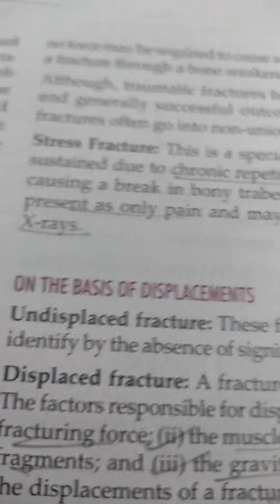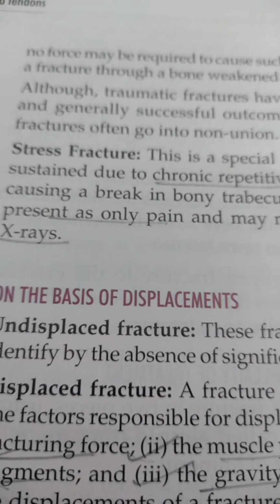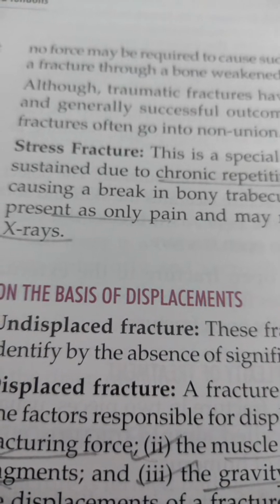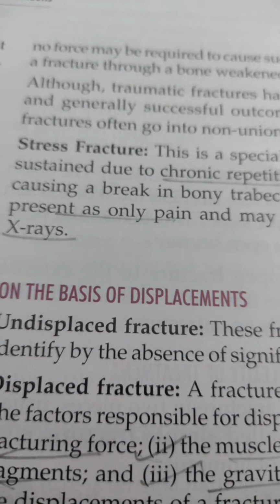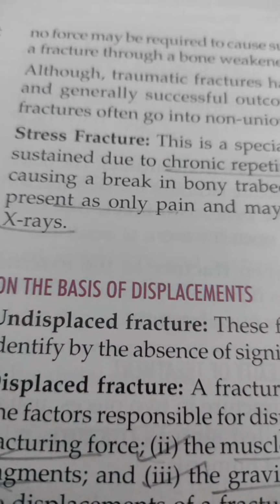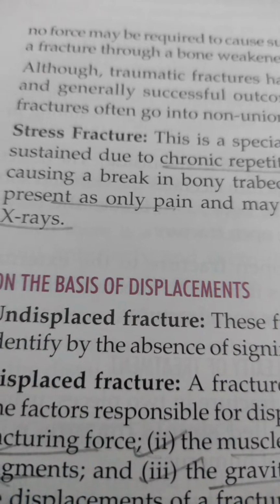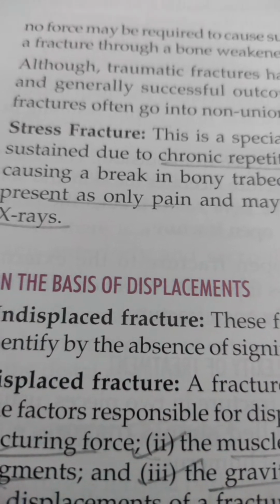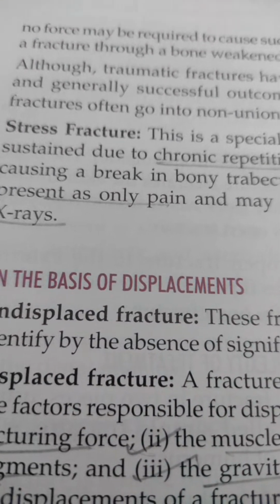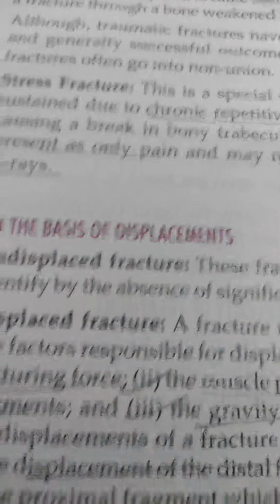Although traumatic fractures have a predictable and generally successful outcome, pathological fractures often go into non-union. Stress fracture. This is a special type of fracture sustained due to chronic repetitive injury or stress causing a break in bony trabeculae. These often present as only pain and may not be visible on X-rays.